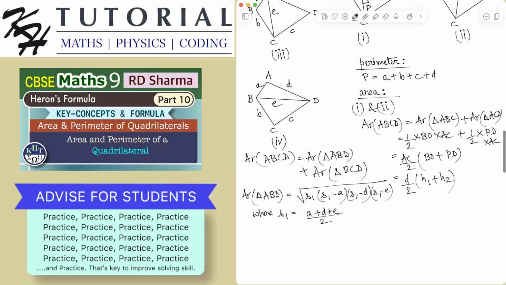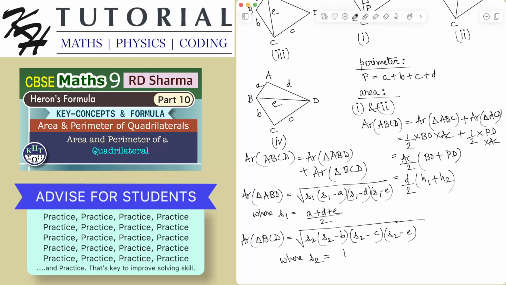Also, the area of the triangle BCD will be equal to the square root of, using Heron's formula, let's say the semi perimeter of the triangle BCD is S2. So, it will be S2 multiplied by S2 minus B multiplied by S2 minus C multiplied by S2 minus E, where S2, the semi perimeter of the triangle BCD, will be B plus C plus E by 2.